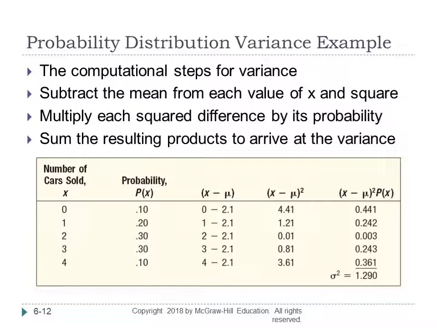This last column, if you add all those products, the sum will give you the variance. In this case, the variance, sigma squared, is equal to 1.290. If we need to know the standard deviation, then we need to take the square root, or the positive square root, of 1.290.